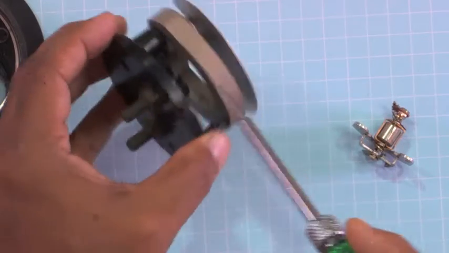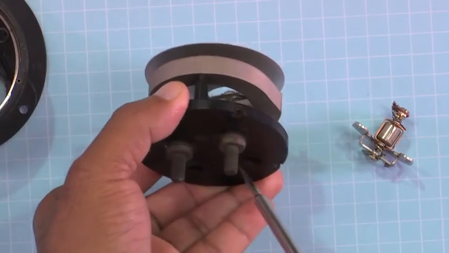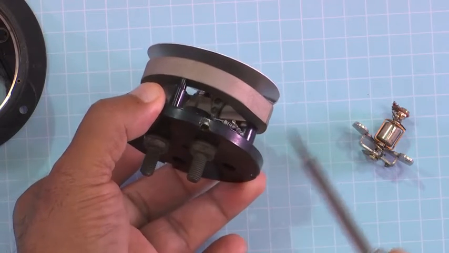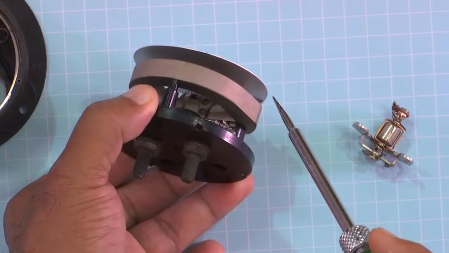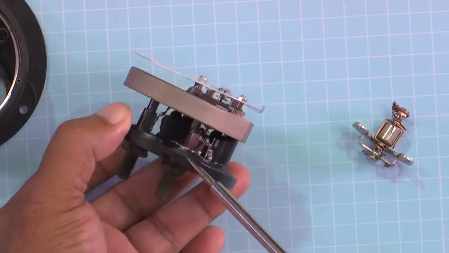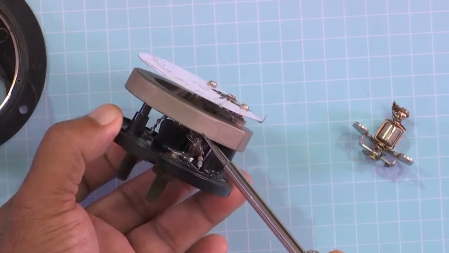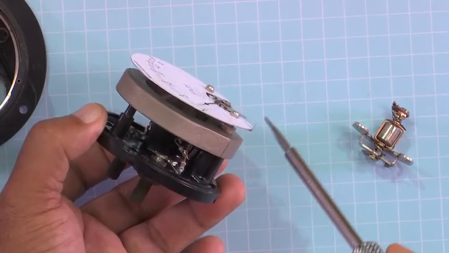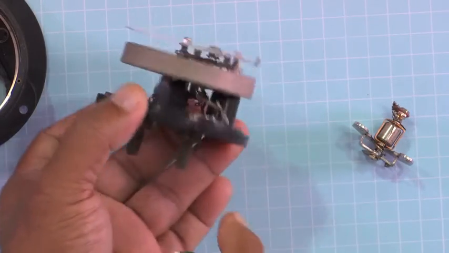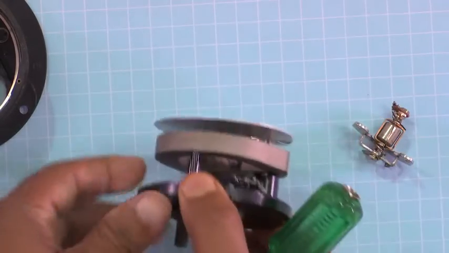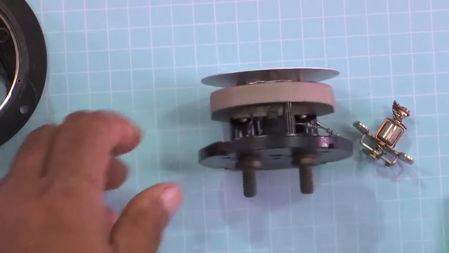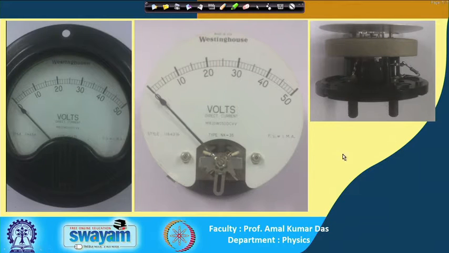So, when current flows through this, it does not go directly through the galvanometer resistance. Current will go through this series high resistance, then the galvanometer resistance, and then come out. So, in this case this high resistance is connected in series. Here I have shown you a picture taken from the same setup. The high resistance is connected in series with this galvanometer.